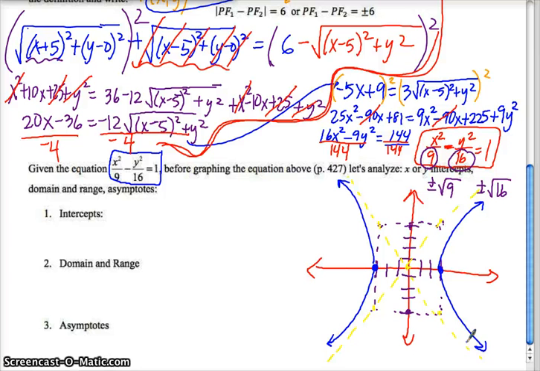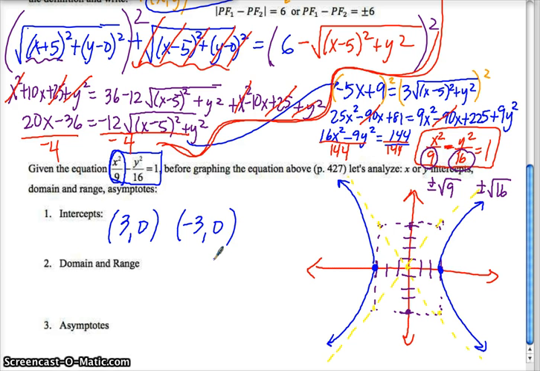So when it talks about intercepts, x or y intercepts, well here this only has x-intercepts, right? So x is the positive term, so that means I'm going to have x-intercepts and no y-intercepts. If my y squared came first, that means I would have y-intercepts and no x-intercepts. So in this case, I have two intercepts. They are (3, 0) and (-3, 0).